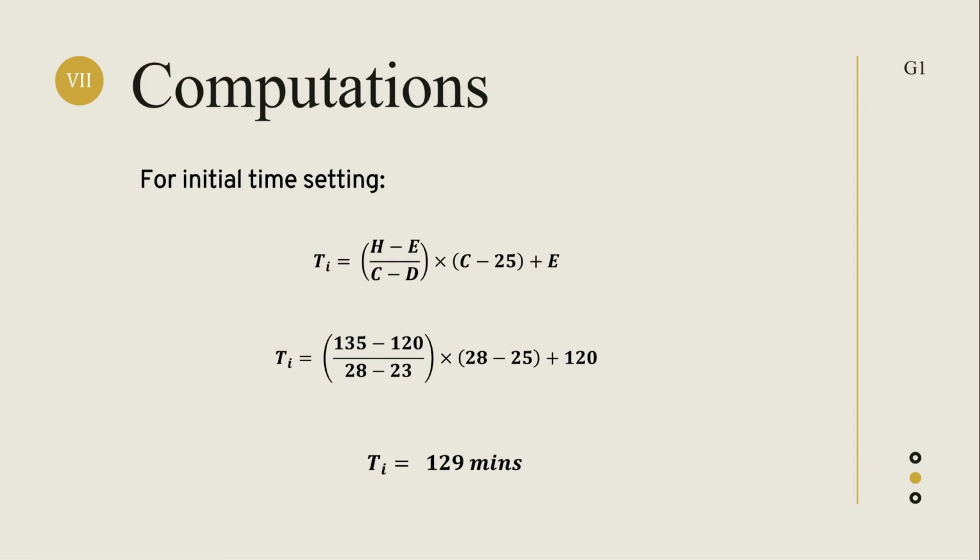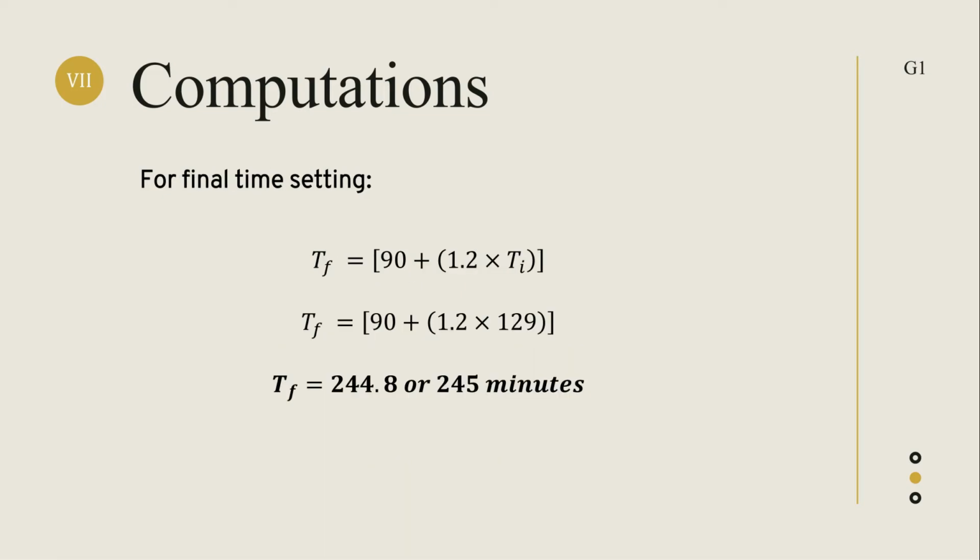For the computations for initial time settings, we use the formula: initial time setting equals H minus E all over C minus D times the quantity of C minus 25 plus E. Substituting the given values: equals 135 minus 120 over 28 minus 23 times the quantity of 28 minus 25 plus 120, we get the initial time settings equals 129 minutes.